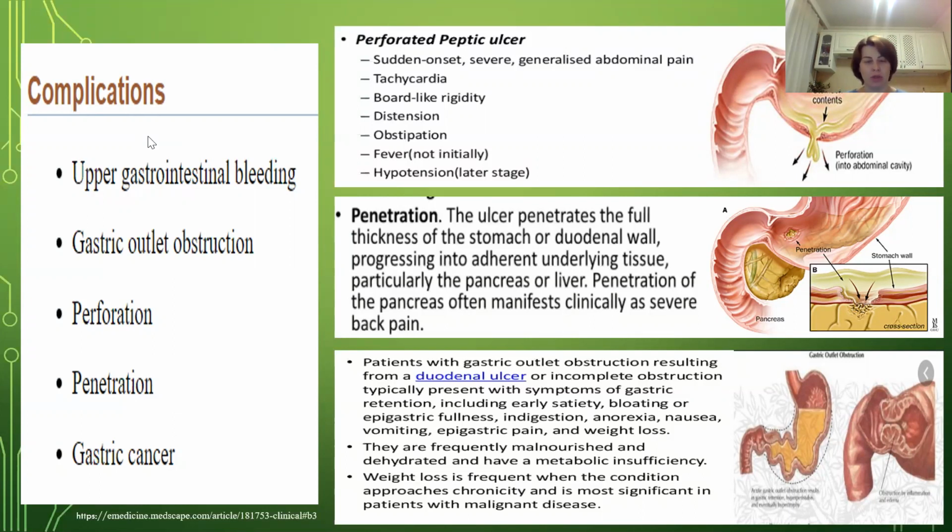Gastric outlet obstruction, usually resulting from a duodenal ulcer, or incomplete obstruction, typically presents with symptoms of gastric retention, including early satiety, bloating, epigastric fullness, indigestion, anorexia, nausea, vomiting, epigastric pain, and weight loss. The patient can vomit a large amount of food, especially food eaten yesterday. These patients are frequently malnourished, dehydrated, and have metabolic insufficiency.